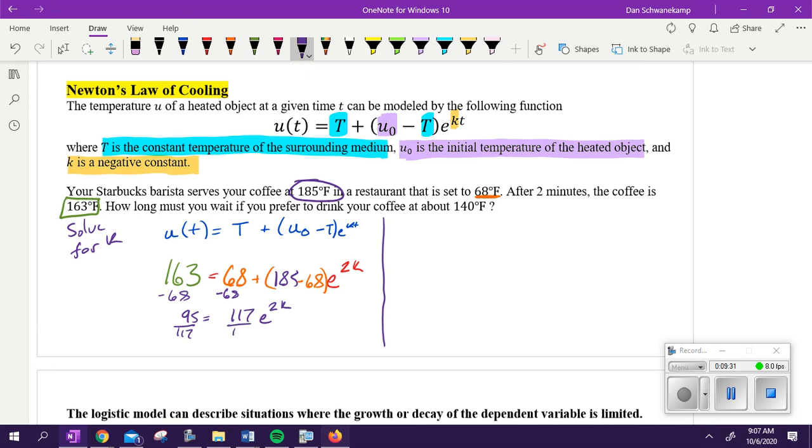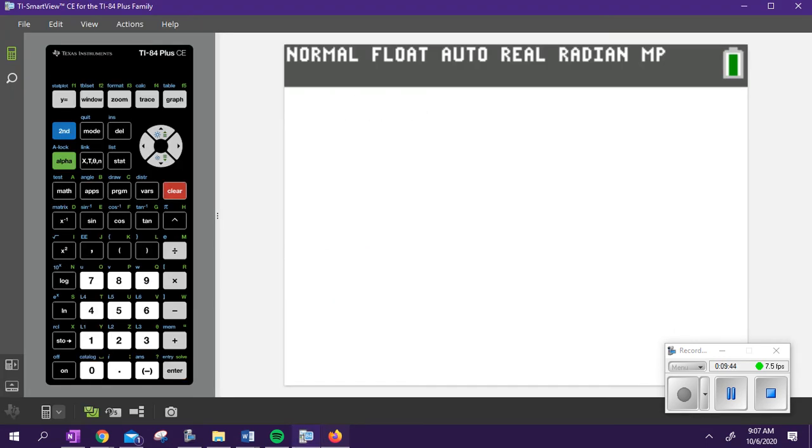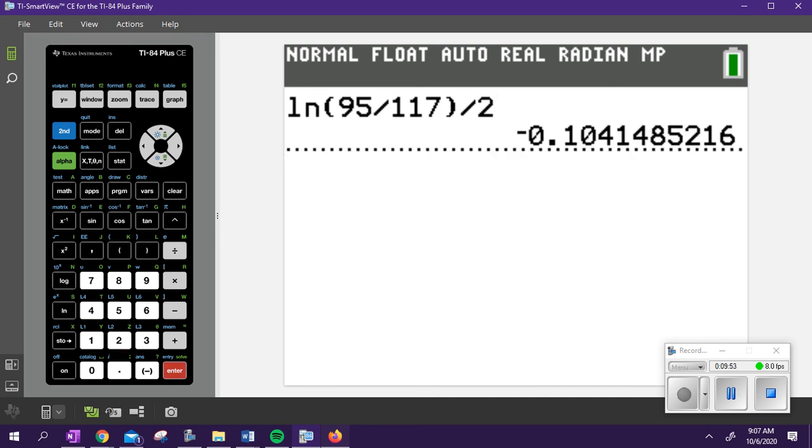Divide by 117. Then you did what? Natural log. And then to finish this, you divided by 2 to get K by itself. So in her calculator, she is taking the natural log of 95 divided by 117, closing those parentheses, and dividing all of that by 2. That's going to get me my K value.